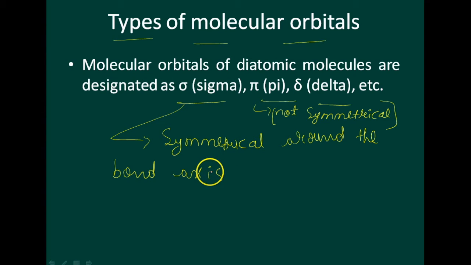Next, if the internuclear axis is taken to be in the z direction, it can be seen that a linear combination of 2pz orbitals of the two atoms also produces two sigma molecular orbitals. These are designated as sigma 2pz and sigma star 2pz. So these are the types of molecular orbitals.